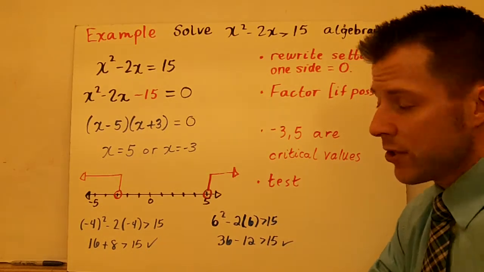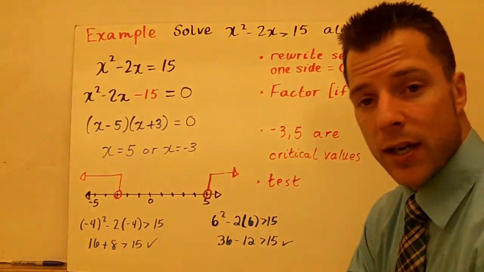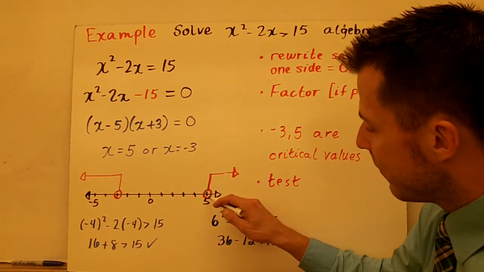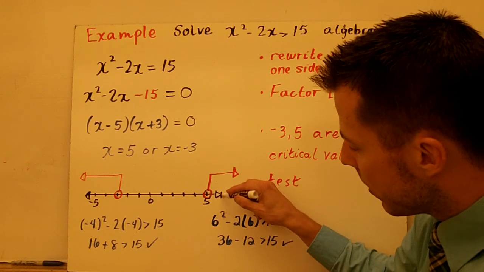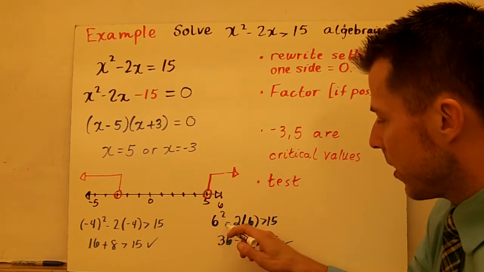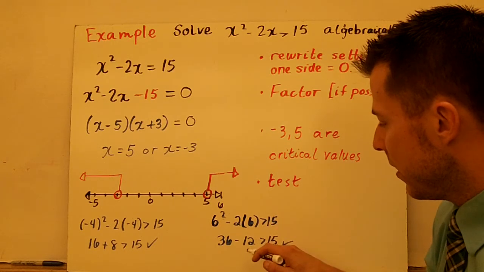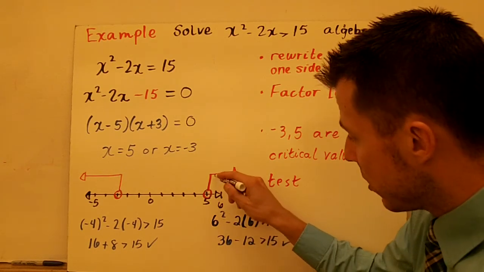And now I have to test points. I have to see where this shading is going to be. This is an inequality. So there's not going to be just one ordered pair that's an answer. So at 5, I can't use 5. I picked 6 and plugged that in. 6 squared minus 2 times 6. Is that greater than 15? It is. So I shade to the right.